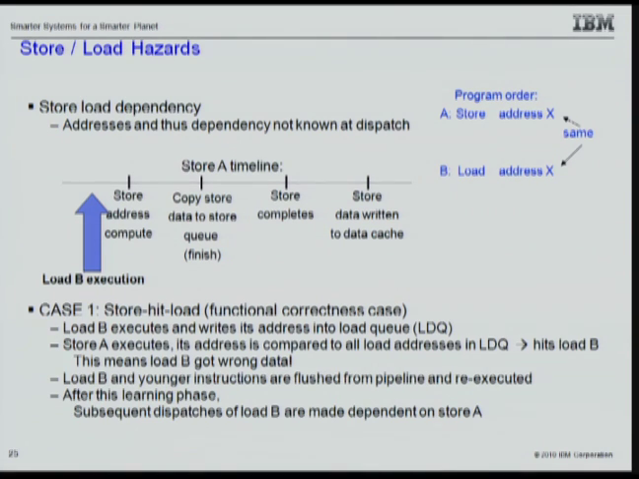So what we've implemented is a special store queue to make sure that these stores and loads are executed in the proper order. To illustrate this, I put here a store A timeline. You can think of a store as having multiple phases. The first thing you do when you execute a store is compute the store address. I called that store pretest in the previous slide. Then you copy the store data to the store queue and generate a finish report. Once that store is the oldest instruction to be completed, you write the store data back into the data cache.